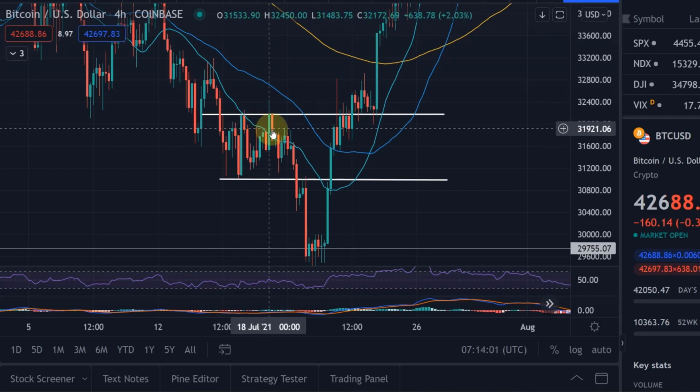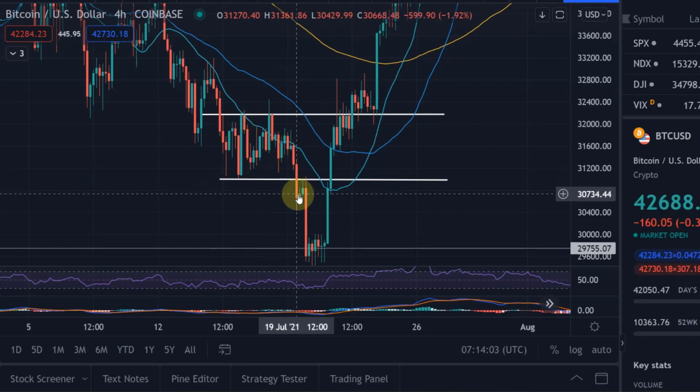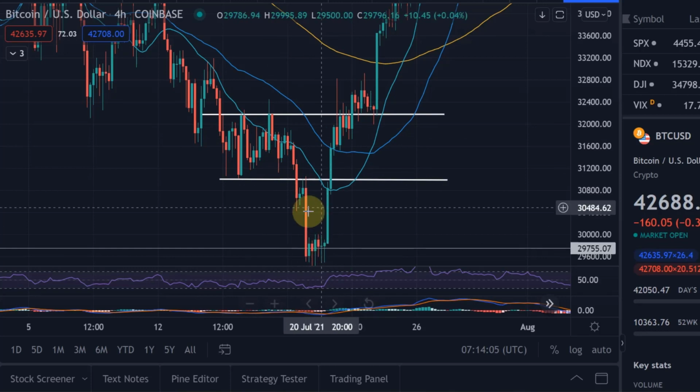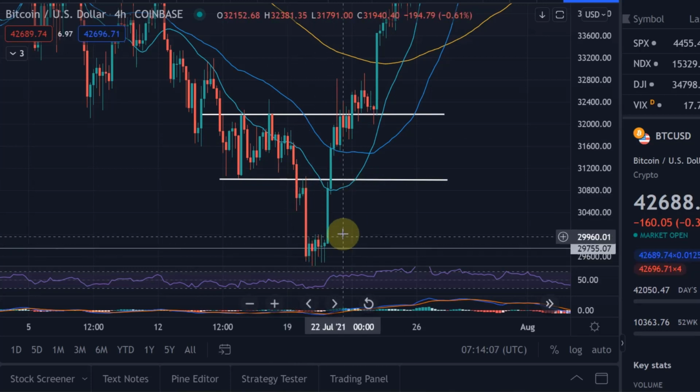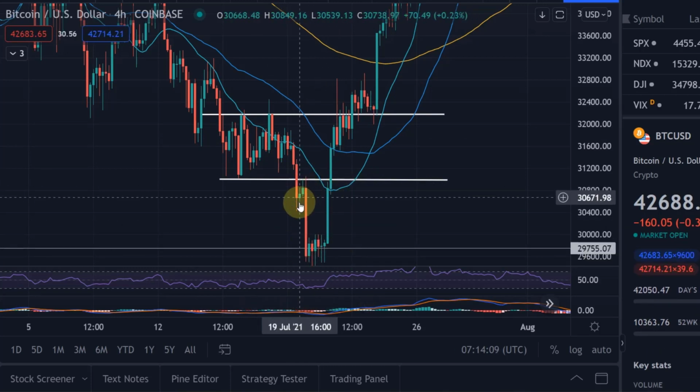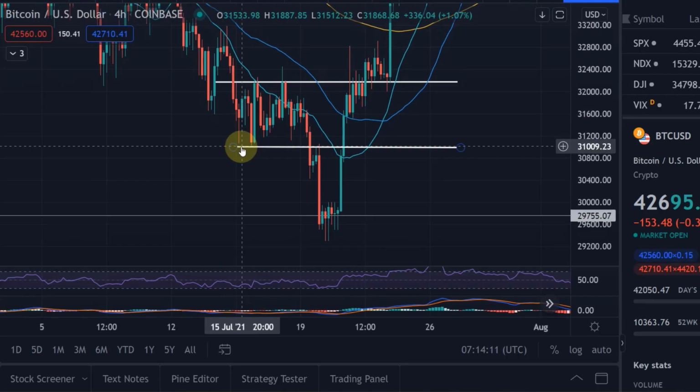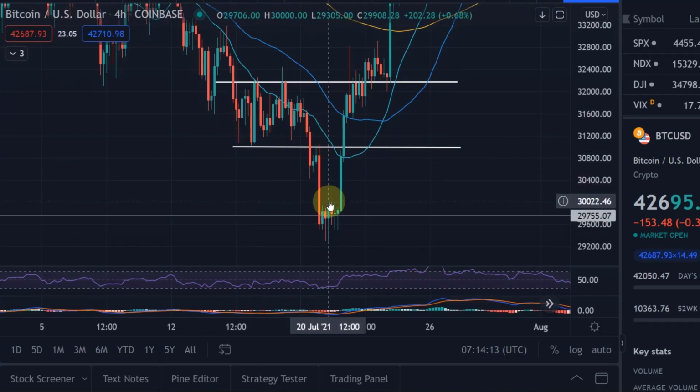Then you have another move to the downside, and this is typically called a spring. Yeah, this is quite an extensive spring. It doesn't need to be that extensive. It can be shorter as well. So it is a break to the downside of that channel. And at some point we will bounce back in.